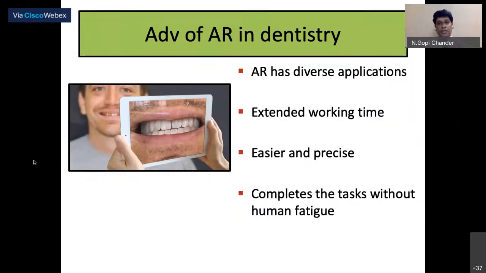This application, especially in dentistry, is being used by all disciplines in terms of augmented reality. It has an extended working time compared to humans, is easier and more precise to use, and completes the task with ease without human fatigue. Say, for example, I expect you to carve a tooth. It might take 15 to 20 minutes, or detailing the anatomy of the tooth, extensive in terms of your clinical simulation as seen in the patient's mouth. A lot of time is spent mimicking it. This is going to just copy, paste, and you get it in a fraction of a few minutes. So that's the advantage of using augmented reality.